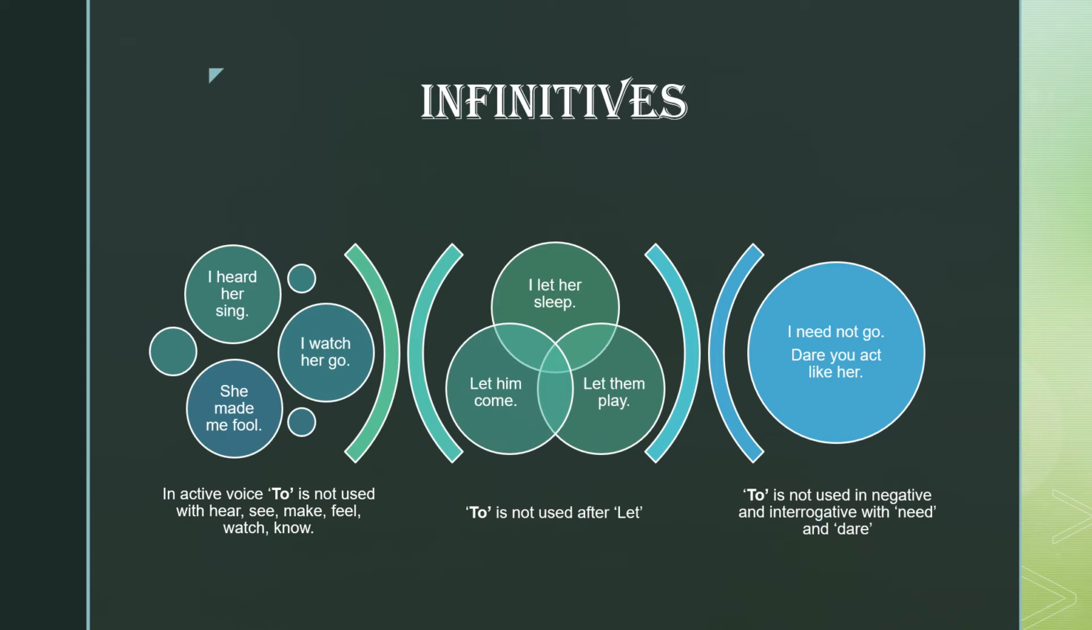Whenever I have an active voice sentence, in that case, to is not used with the words hear, see, make, feel, watch, and know. So these are certain words with which you will not use the word to in active voice. I heard her sing. I watch her go. She made me fool. These words heard, watch, and make, or any other form of make, made, will not be using to whenever you're using these words in active voice.